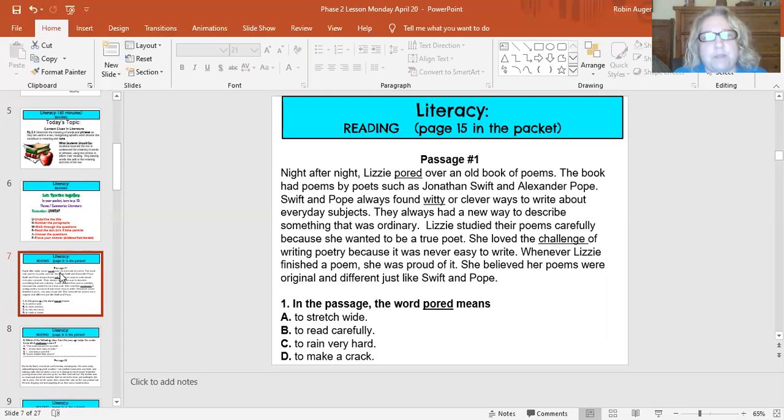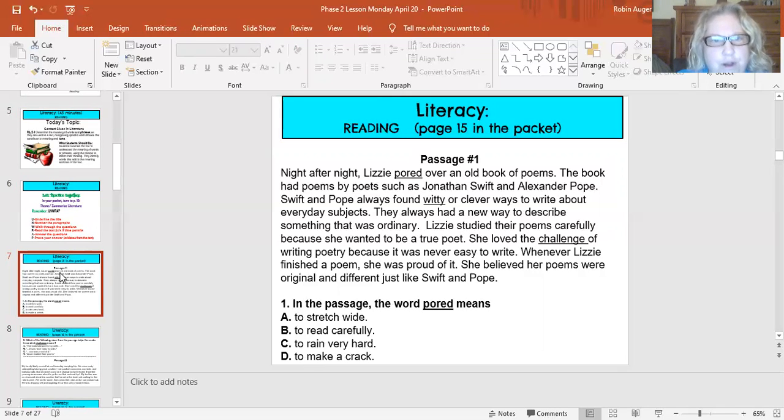Okay. So, number 1, in the passage, the word pored means to stretch wide. I don't think so. I've never heard the word pored as like stretching something. To read carefully. Is that what Lizzie's doing in this passage? Yeah, it is. It says that every night she pored over an old book of poems. She read it and read it and read it. And she wants to make sure that she's being really careful about studying these 2 poets and their works. So let's put that one aside. That one might work.